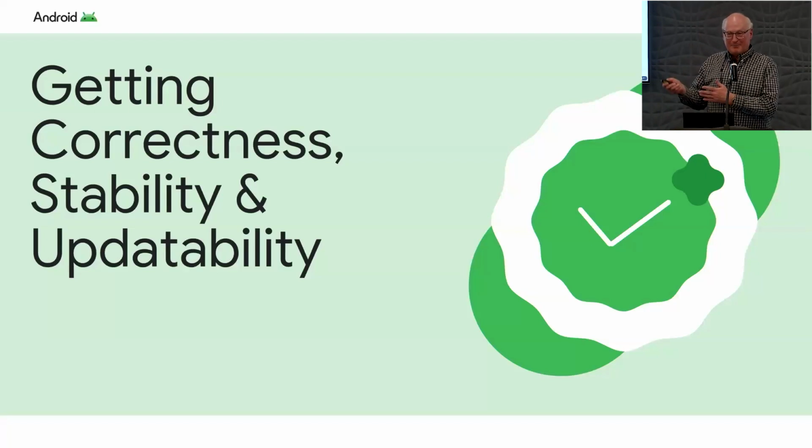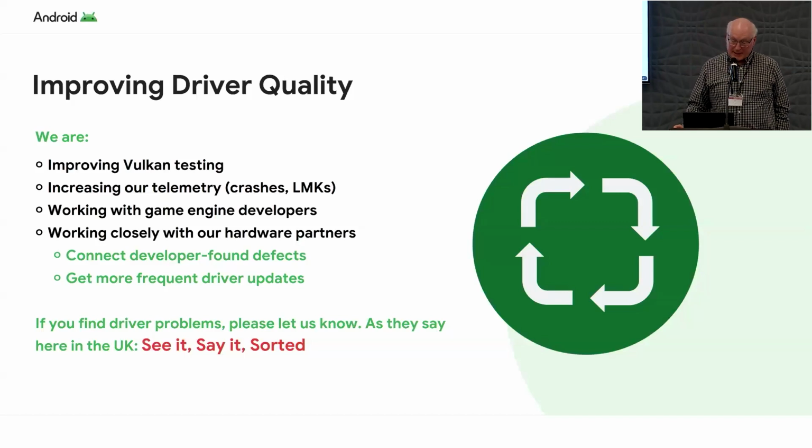So over time, we want to make things work better. We want them to work correctly. We want it to be stable. We don't want crashes, stuff like that. So we're working with driver people to improve their testing, to the degree drivers improve with exposure to content. So the more Vulkan content we can get, the more they'll be able to test their drivers and catch the bugs that maybe they haven't caught before, right?